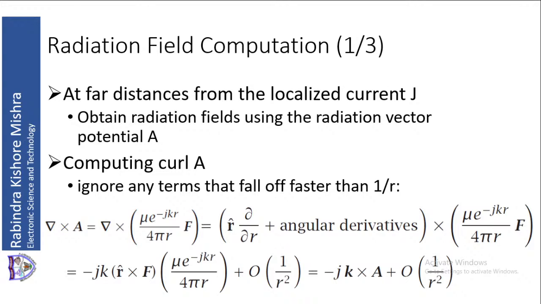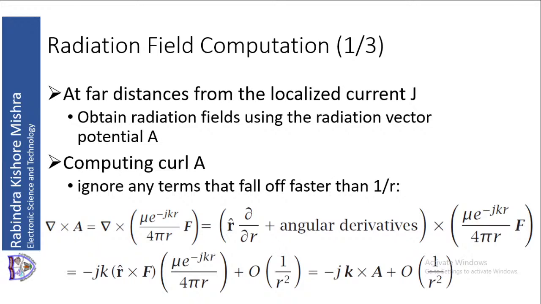Then dou by dou R of mu by 4 pi R exponential minus jkR. For the numerator term, that will give me minus jk. Then I have mu exponential minus jkR by 4 pi R plus the terms which are of the order of 1 by R square or higher. Those terms we will neglect. So this we can write as minus jk cross A.